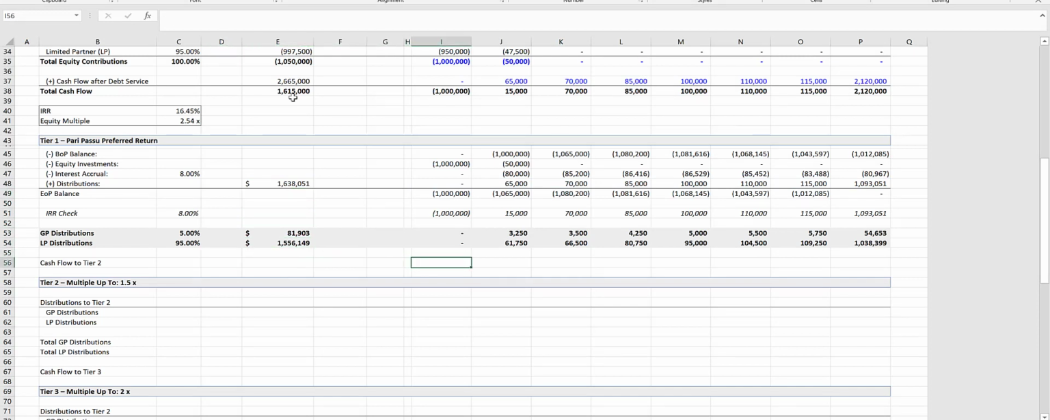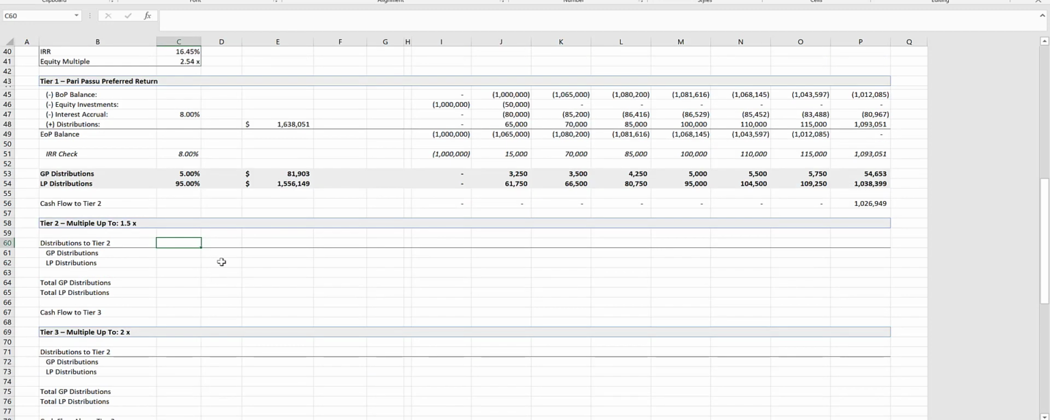So our cash flow to tier 2, what's that going to be? Well, that's going to be all of our cash flows for the deal minus what's already been distributed in this tier. So we have $1,026,949 flowing into the next tier. Okay, so now to the interesting part. We get to the equity multiple hurdles.